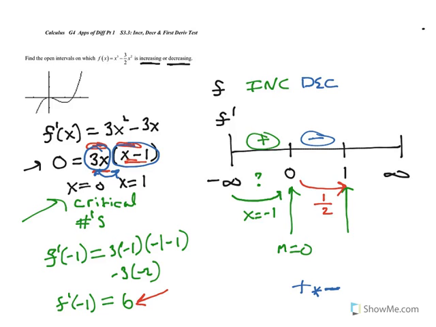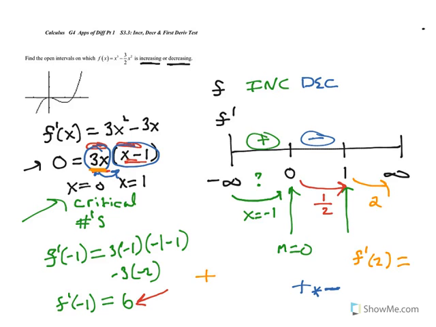And then we need to test another number, something between 1 and infinity. So maybe like the number 2. And if we put a 2 into the original f prime, we need to know what f prime of 2 works out to be, whether it's positive or negative. So on the first factor, 3x, if you put a 2 in there, that's going to get you a positive number.